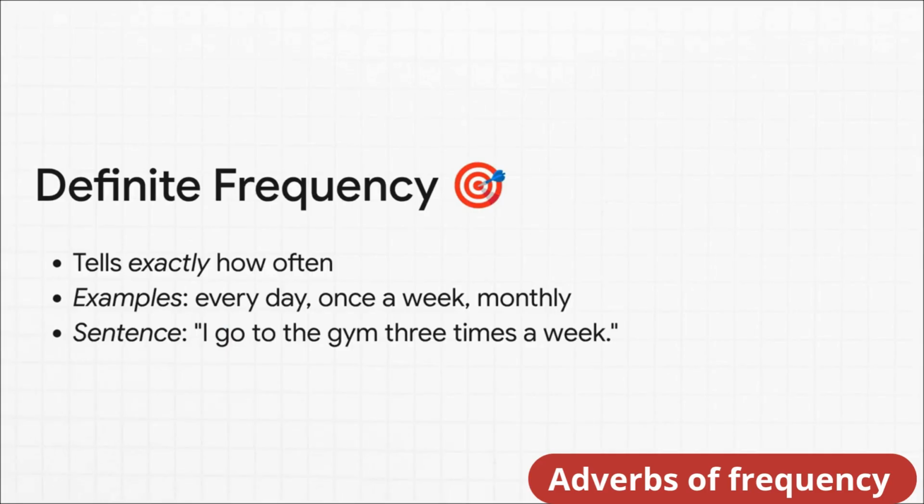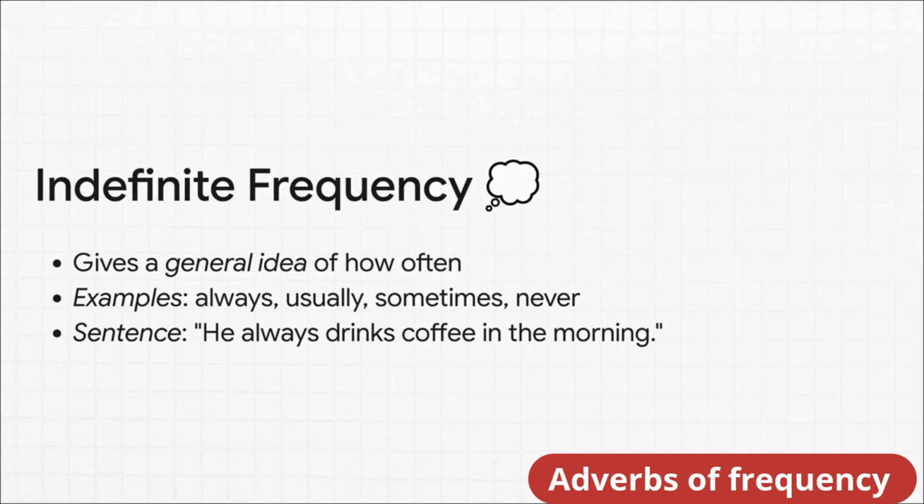So let's zoom in on definite frequency. These are your words of precision. They give you the hard data: every day, once a month, twice a year. There's no guesswork. If you say, I go to the gym 3 times a week, that's a fixed, measurable schedule. It's exact. Now, let's flip to the other side, indefinite frequency. And honestly, these are probably the ones you're using the most. Words like always, usually, sometimes, never. They're less about specific numbers and more about the general habit. When we say he always drinks coffee in the morning, we're not counting every single morning of his life. We just mean it's a really, really strong habit.